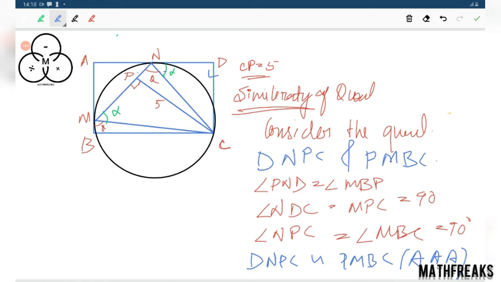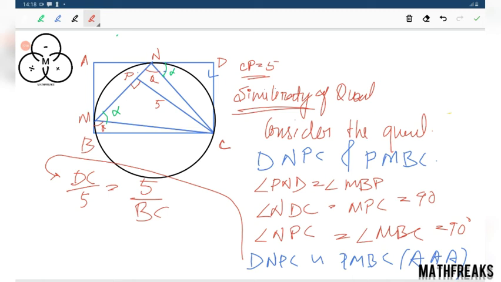This will give us, from this we can write DC divided by PC, that is 5, equals 5 divided by BC, that is PC divided by BC. Now this is a square, BC into DC equals 25. This is our answer.